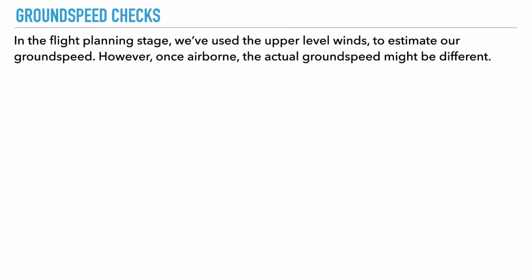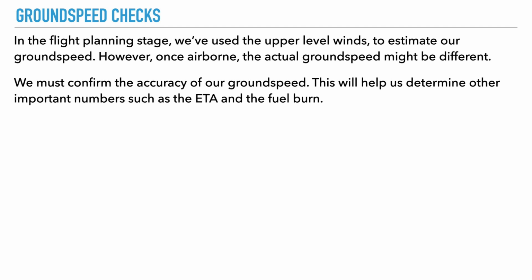In the flight planning stage, we've used the upper-level winds to estimate our ground speed. However, once airborne, the actual ground speed might be different. We must confirm the accuracy of our ground speed. This will help us determine other important numbers such as the ETA and the fuel burn.